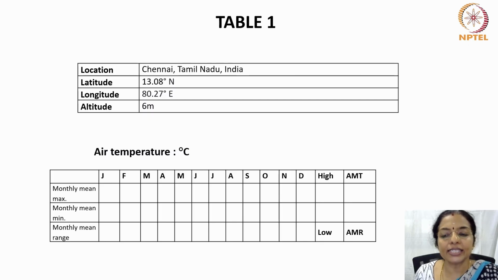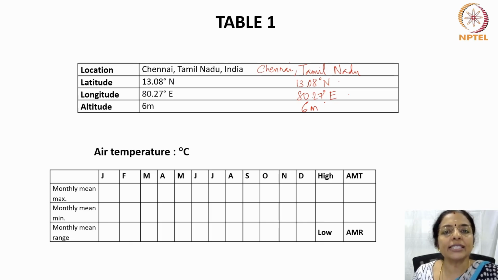So first, this is how you will have the chart. The chart will be empty like this. In this, you should fill up this Chennai. This is all filled by you. So we will fill this Tamil Nadu and so on. Whatever data. Latitude. What is the latitude? 13.08 degree north. What is the longitude? 80.27 degrees east. And what is the altitude? 6 meter. So this is table 1 and it is used to record the most essential data for temperature.